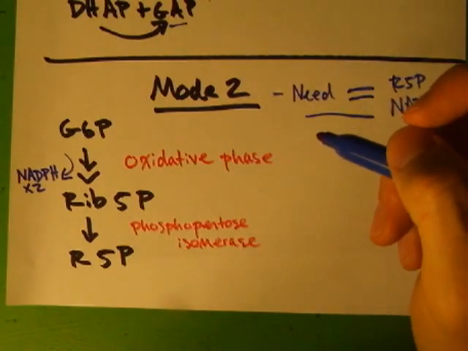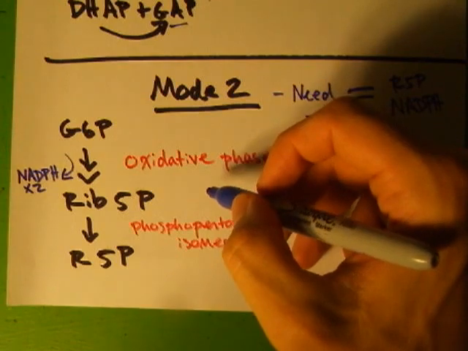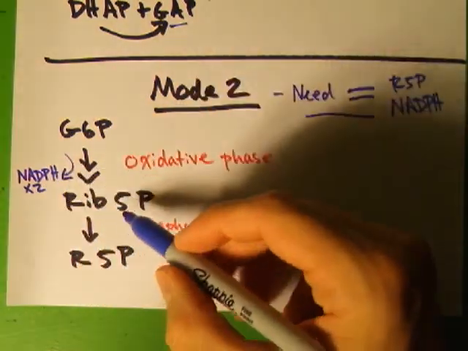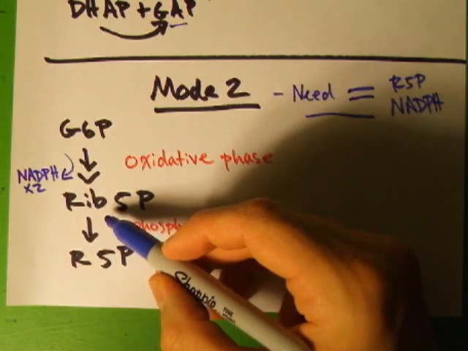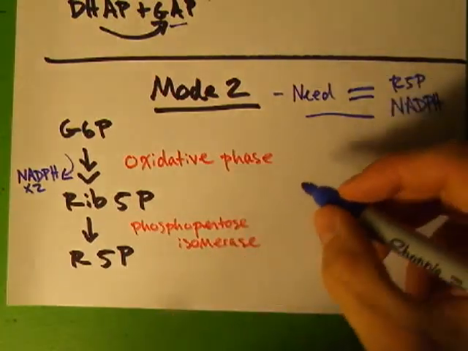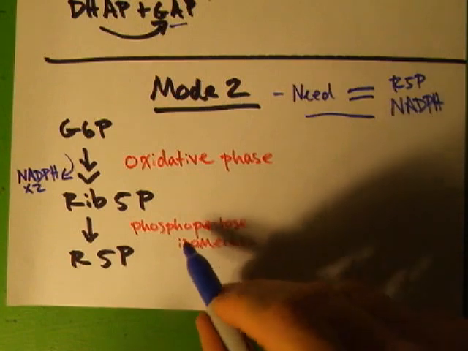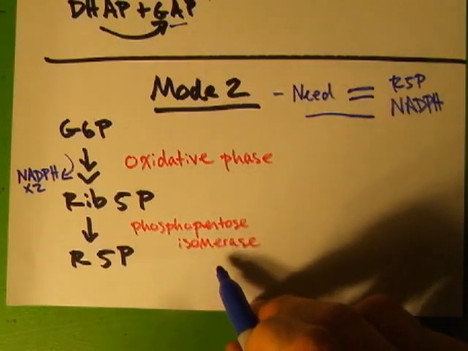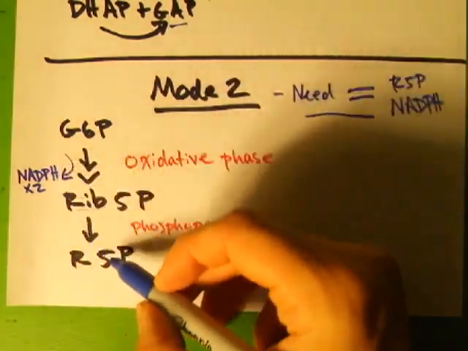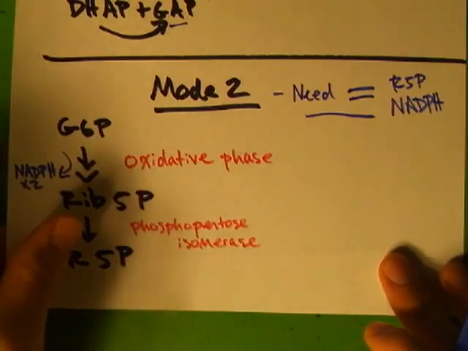So it's basically just the first part, as the whole oxidative phase happens. You get 2 NADPHs out of there. Instead of ending with the ribulose 5-phosphate, you do the very first step of the non-oxidative phase, which turns it into ribose 5-phosphate via phosphopentose isomerase. So you're getting your NADPH, ribose 5-phosphate, and that's it. So that one's nice and easy.